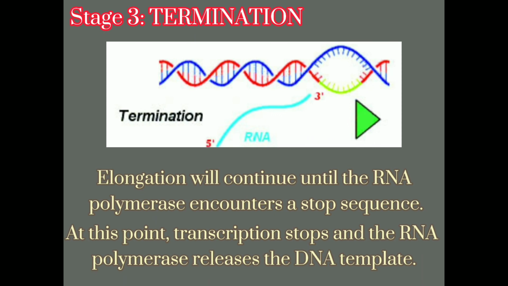Stage 3 of transcription is termination. In this stage, elongation will continue until the RNA polymerase encounters a stop sequence. At this point, transcription stops and the RNA polymerase releases the DNA template.